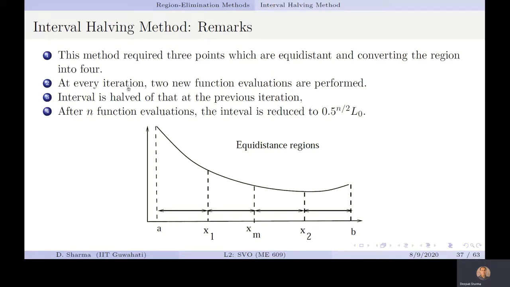The second point is that at every iteration, 2 new function evaluations are performed, as I explained earlier. Now, every time we eliminate, half of the previous iteration's region is eliminated, which is quite good. And after n function evaluations, you can expect that the interval will be reduced to 0.5 to the power n by 2 times L0.